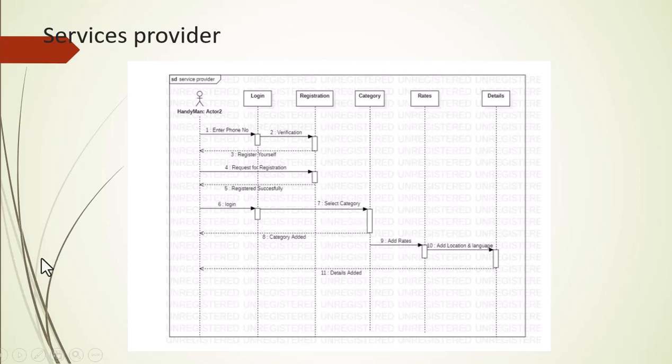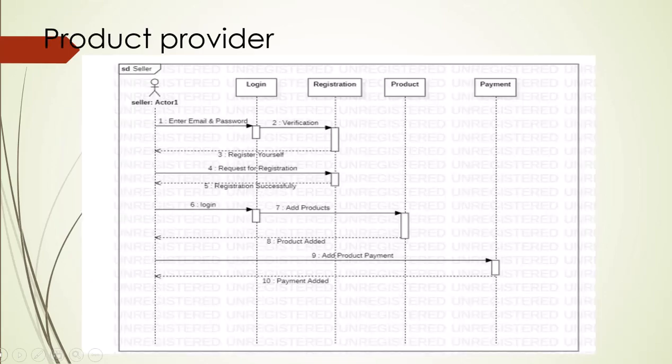Category means labor category, tutor category, mechanic category, or any service provider category. So the person will register himself in a particular category, and he can rate the application, and also he gives his detail, address, etc. And this is a product provider. Similar information is entered by the product provider, but the difference is that here he can sell products instead of services.